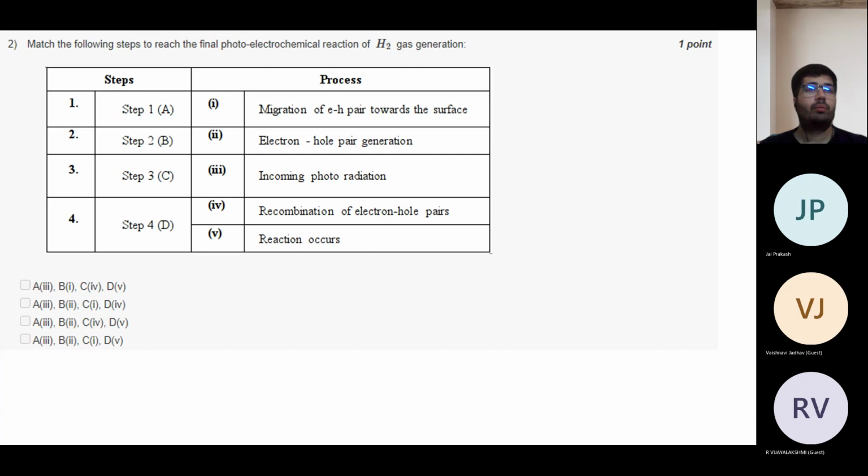Question number 2. You have to match the following steps to reach the final photoelectrochemical reaction of H2 gas generation. There are 4 steps, 1, 2, 3, 4, and they are similar processes. You have to tell the correct statement, the correct combination. Try to recall and take 2 minutes to solve this.